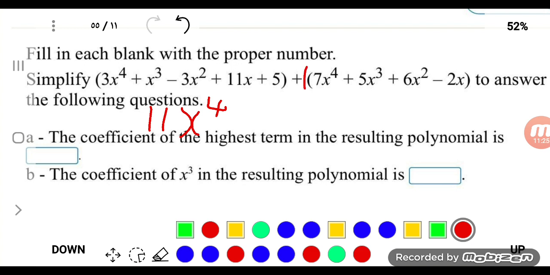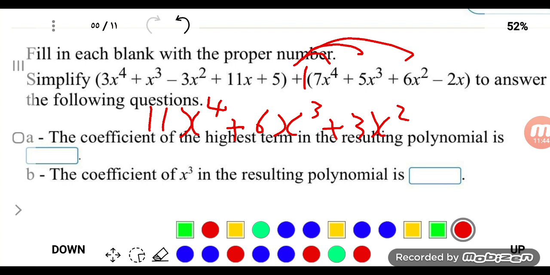Remember, here you have plus. So if you distribute plus 1 to the bracket, this does not affect anything. So x cubed plus 5x cubed, you get plus 6x cubed. Then minus 3x squared plus 6x squared, you get plus 3x squared. Plus 11x, and here minus 2x, you get plus 9x. And then plus 5, there's no number on the second expression, so plus 5 stays the same.